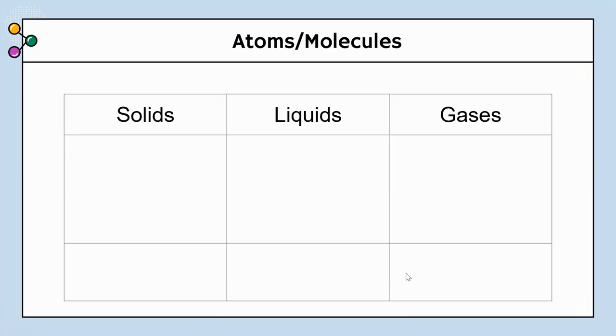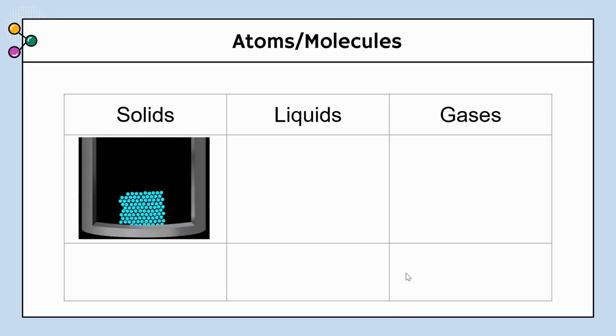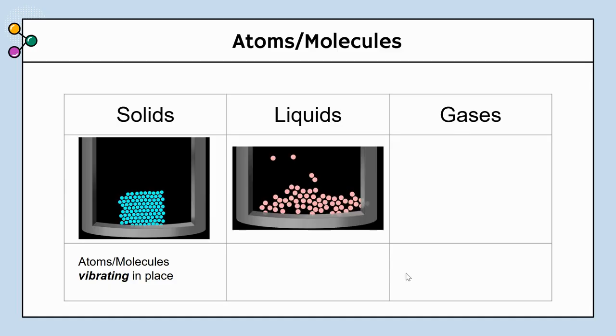So when it comes to looking at these states on an atomic or molecular level, solids have this kind of rigid shape, although the atoms technically are vibrating in place. There is movement, it's just not gross movement. It's not massive movement. They're all just vibrating in place.